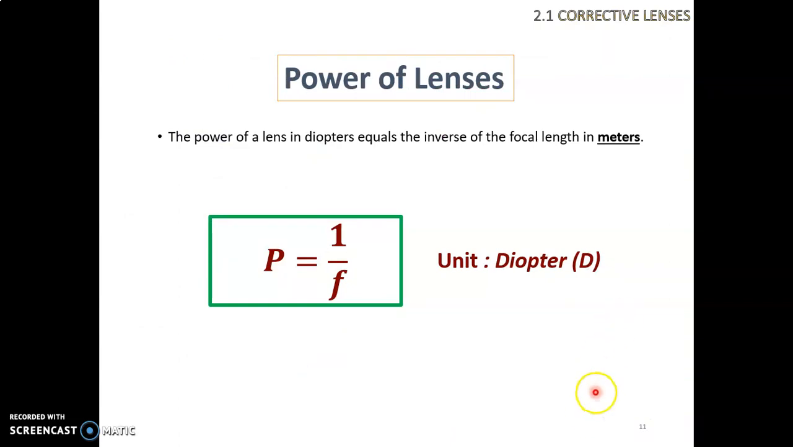So this is the equation for the optometrist to determine the power of lenses of their patient. P is equal to 1 over focal length. But remember, focal length must be converted into meters. And the unit is diopter.